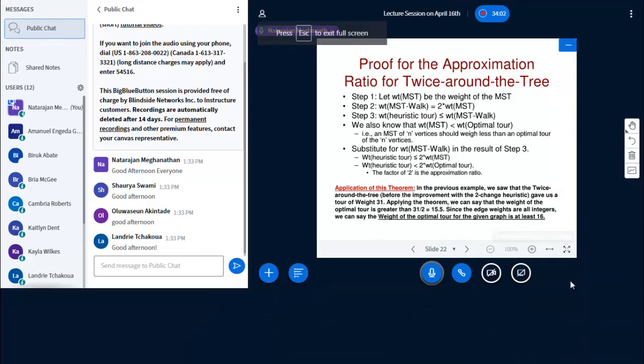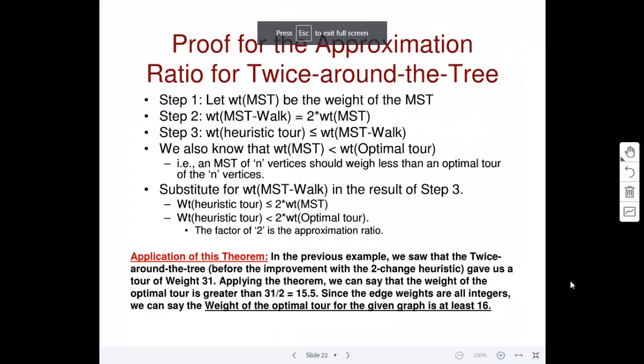Now what we are going to do is one theorem proving work here. So what we could show is actually for any of these heuristics that we go through, we can show something called an approximation ratio. We are not going to do it for all the heuristics, we are going to do it only for this one. So for the twice around the tree, we can say its approximation ratio is 2.